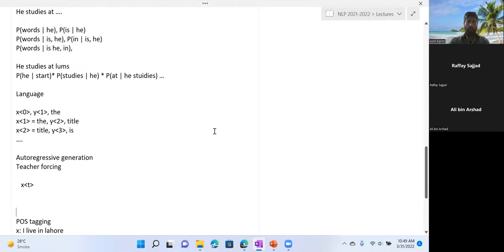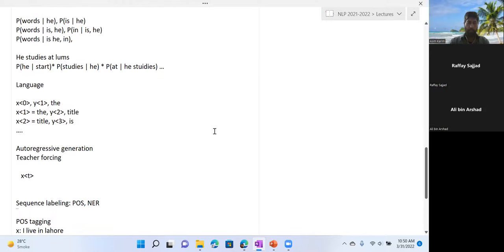बाय द वे, इन योर टेक्स्ट बुक दे डिस्टिंग्विश बिटवीन सीक्वेंस लेबलिंग, व्हिच इज लाइक द पीओएस टैगिंग टास्क और द एनईआर टास्क, इन व्हिच केस यू असाइन ए लेबल एट ईच टाइम स्टेप. एंड देन दे डिस्टिंग्विश बिटवीन सीक्वेंस classification. So in this case, you are basically generating a label after some sequences, not after every input.